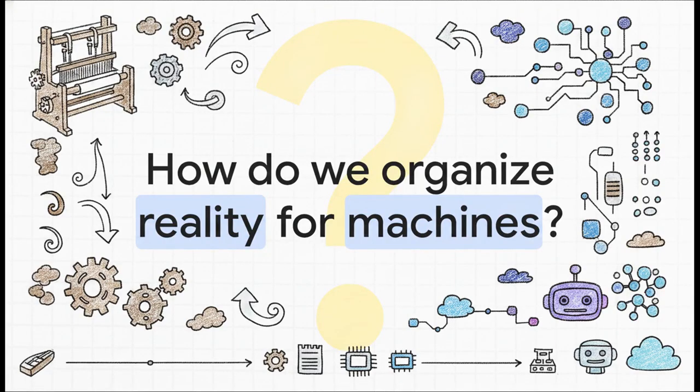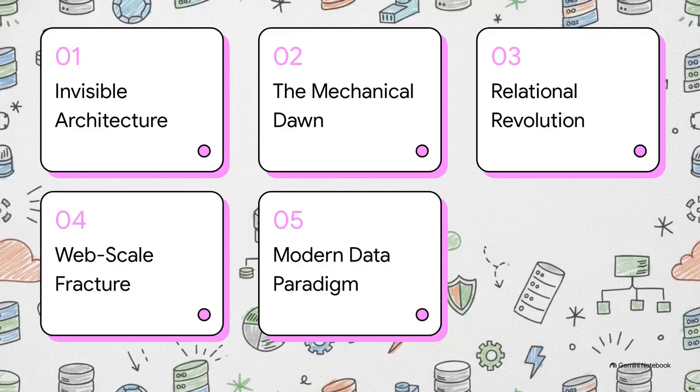Okay, let's dive into this. The central question we're exploring today is actually incredibly profound. How exactly do we organize reality so that machines can understand it? And look, this isn't just some dry technical hurdle. It is a massive story of human ambition, one that bridges the gap between mechanical weaving looms and modern artificial intelligence. So to really understand how we got here, we're going to trace 5 massive evolutionary leaps.